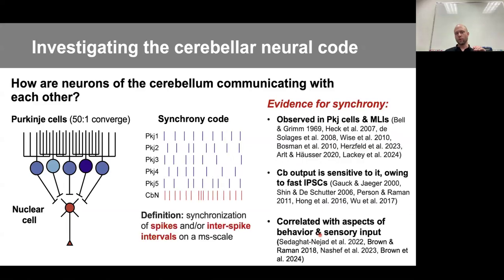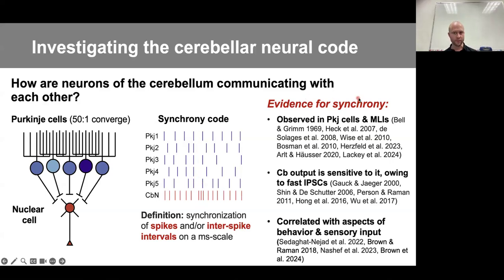Another way in which neurons can encode information when there's a convergent system is actually in parallel on a millisecond time scale, and we call this the synchrony code. Synchrony can occur in two ways, either through the synchronization of the timing of the spikes of Purkinje cells, which can have an inhibitory effect on the cerebellar nuclei, or through the synchronization of the interspike intervals of Purkinje cells, which would have a disinhibitory effect on the cerebellar nuclei, shown here. These things are not mutually exclusive. You can have synchronous spikes followed by synchronous interspike intervals.